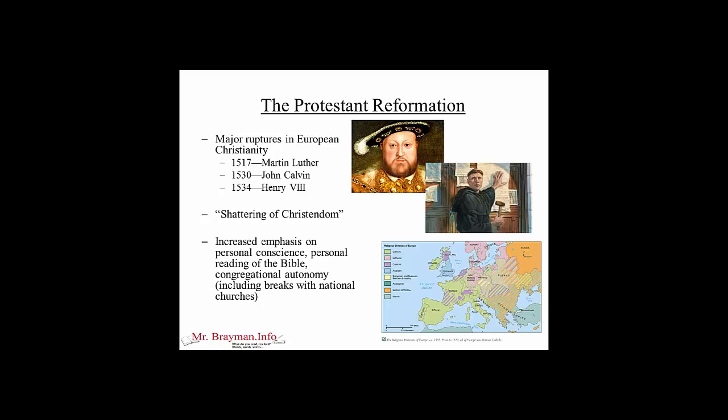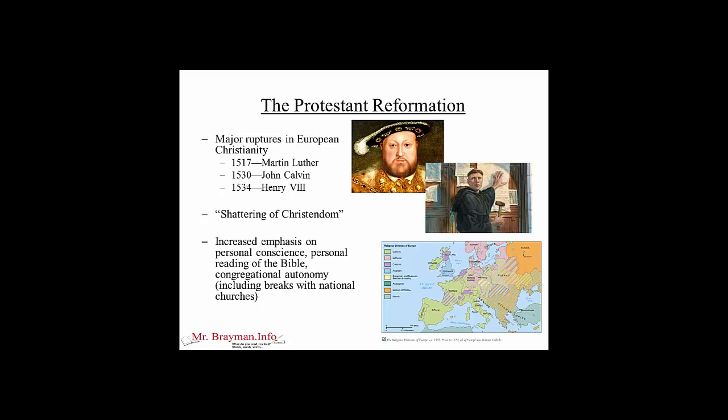But the Reformation starts with this major rupture in European Christianity. It starts in 1517 with Martin Luther, moves on to John Calvin in 1530, and finally Henry VIII in 1534. These are the major ruptures. I mean, the Protestant period and the Reformation would go on for at least another century, depending on how you date it. But overall, it's this shattering of Christendom, right?